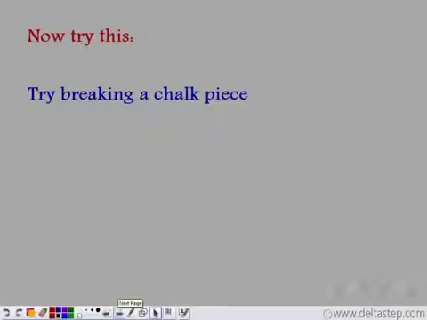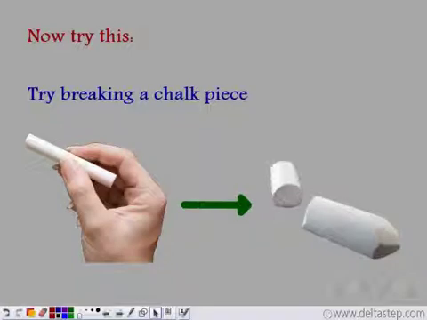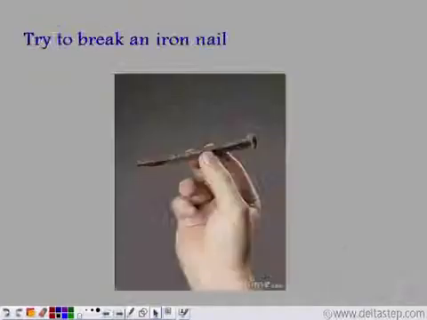Okay, let's try something. Take a chalk piece and try to break it. It's very easy to break a chalk piece. You can even break it with one finger. Now try to break an iron nail. It's really difficult. Even if you use both your hands, you might not be able to break the iron nail. Why is that so?